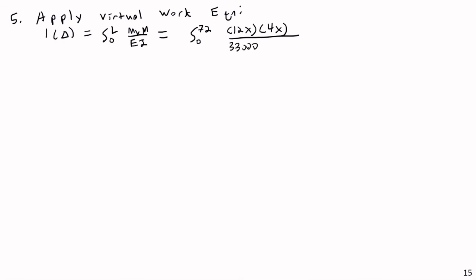So 1 times delta is going to be equal to the integral again from 0 to L of mv m over EI. And again, the crucial difference between this problem and the previous ones is that I is not constant. So we're going to have the integral from 0 to 72 of 12x times 4x in the first region. And our modulus of elasticity is going to be 3300 ksi, not 33,000, 3300 ksi. And then we'll have, of course, our dx.